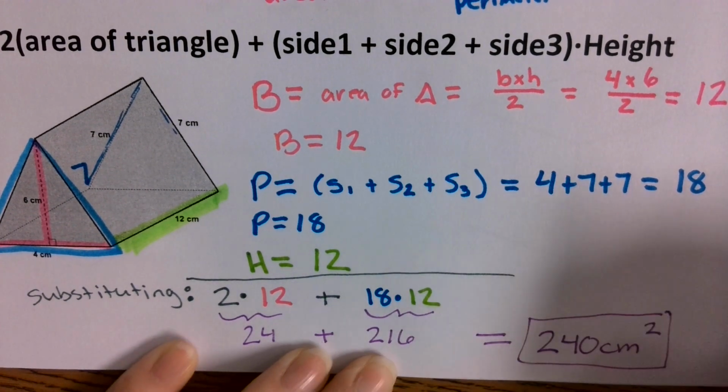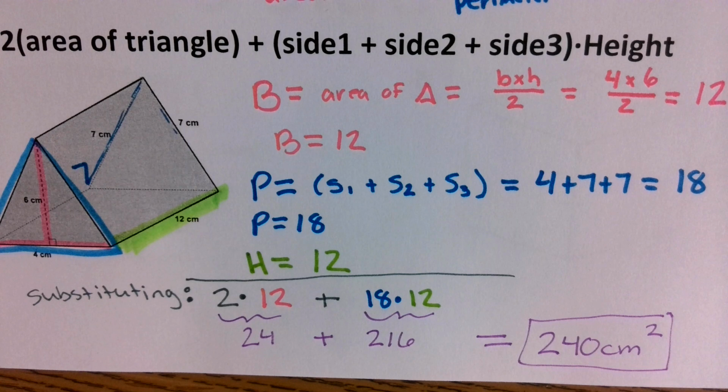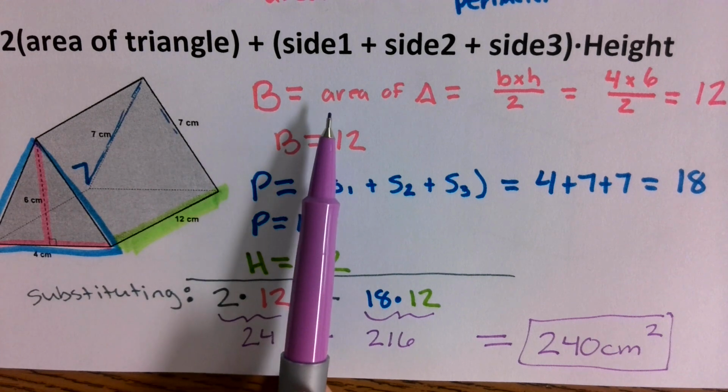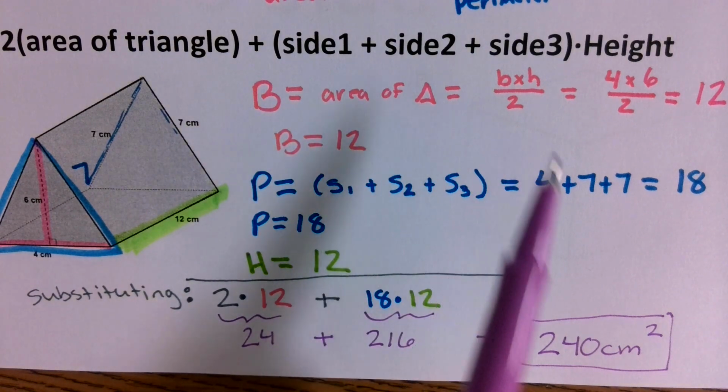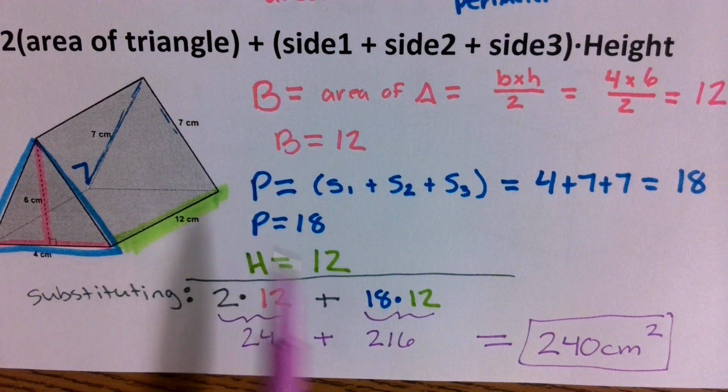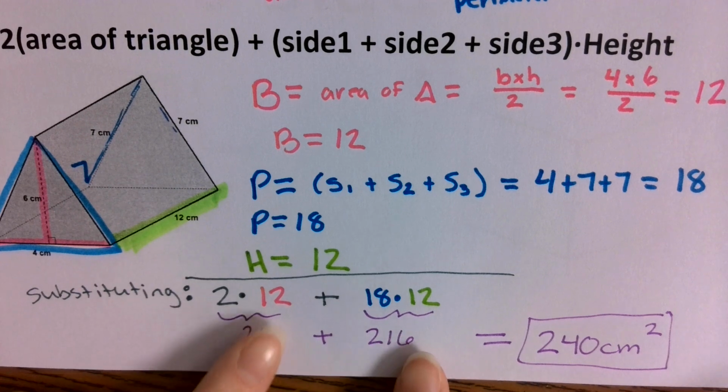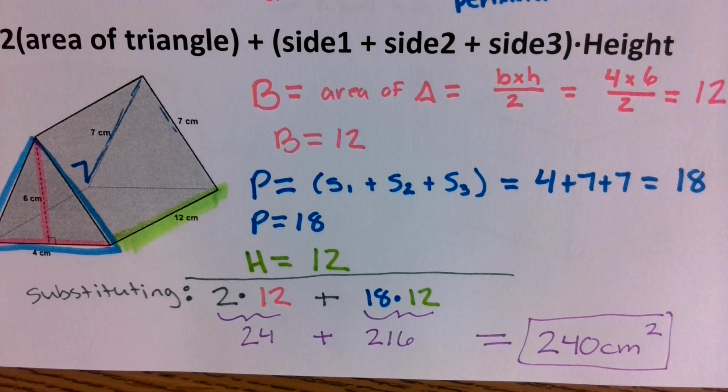So again, it helps if you just break your formula apart step by step. Go, okay, I'm going to find the area of my triangle first. Then I'm going to find the perimeter of my triangle. Then I'm going to find the height that connects my two triangles together, and then I substitute it into my formula. Go ahead and do the next two on your own, the next two triangular prisms on page 3.